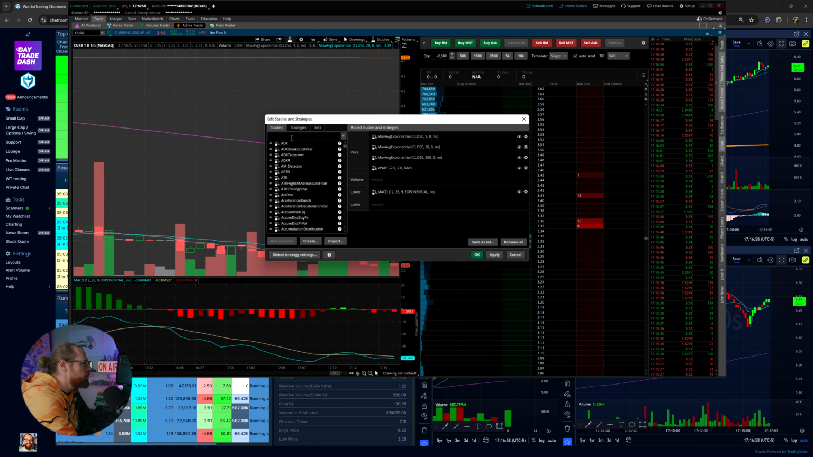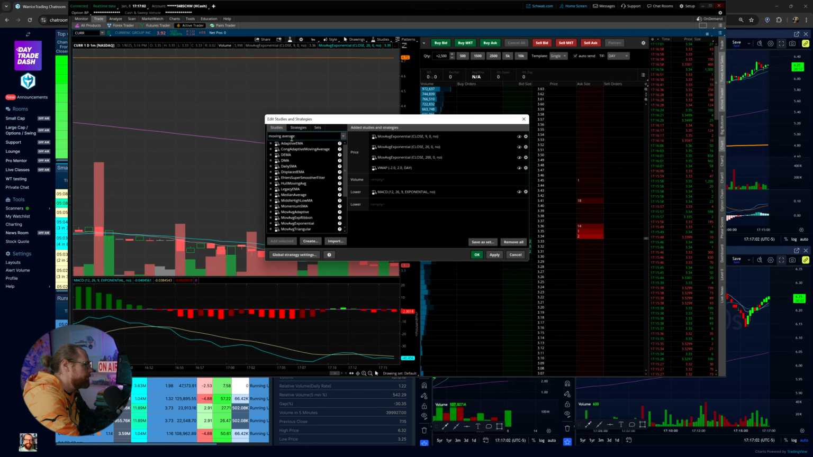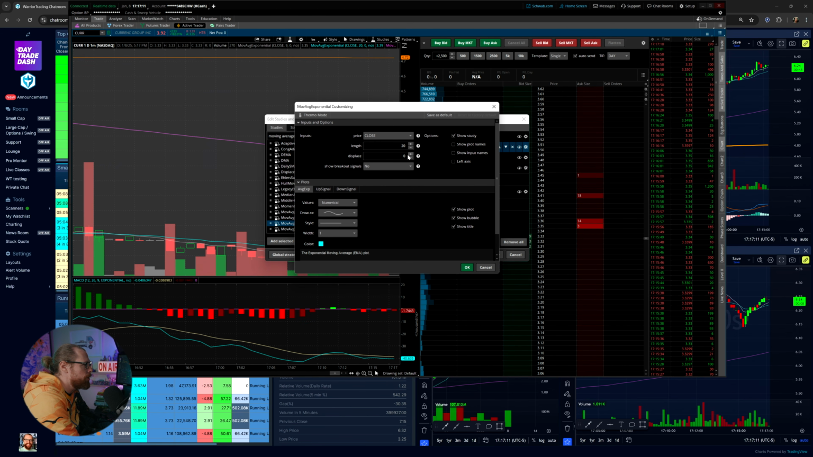You can go to the studies here and add a moving average. Then you just scroll down to exponential moving average. Where is it? Right down here. So you can add that to your chart, and when you add it, you can choose your color and your time frame. So I set the length as 20 and the source as close.